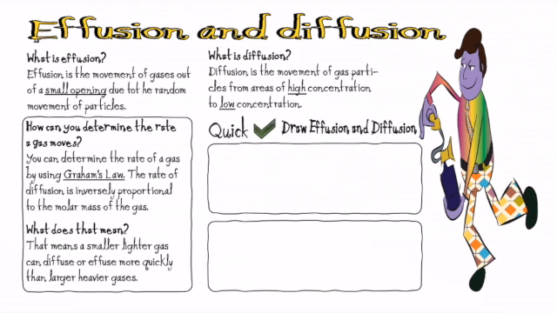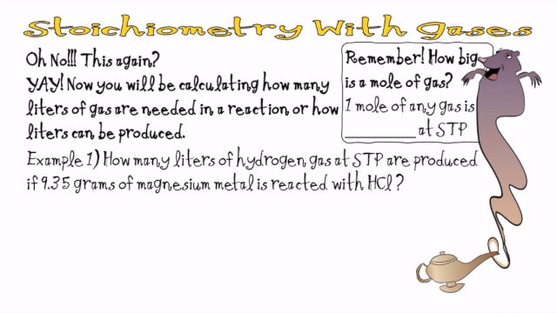Quick check. Draw effusion and diffusion. So effusion would be gases moving through a tiny opening based on random movement. Diffusion is molecules spreading out. So going from high concentration to low concentration.